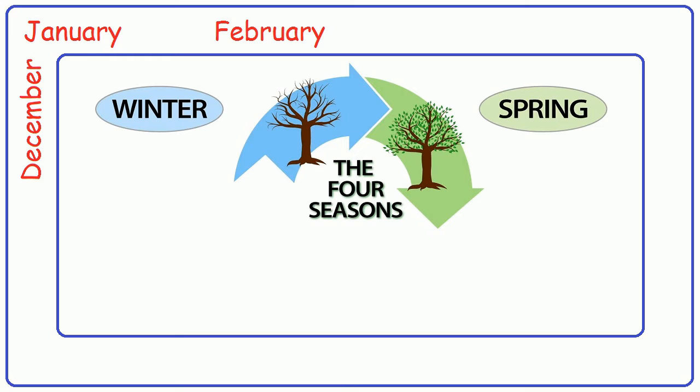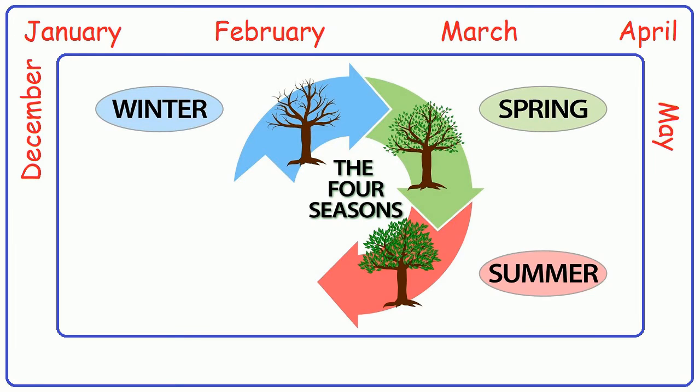And of course, it lasts for 3 months. What are those months? The months are March, April, and May. Okay, let's move on to the next season. It's called summer. Summer lasts also for 3 months, and the 3 months of summer are June, July, and August.